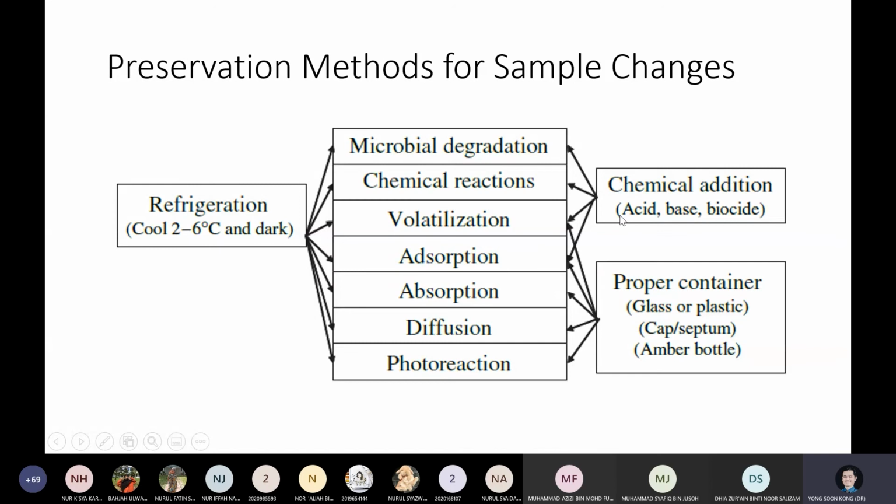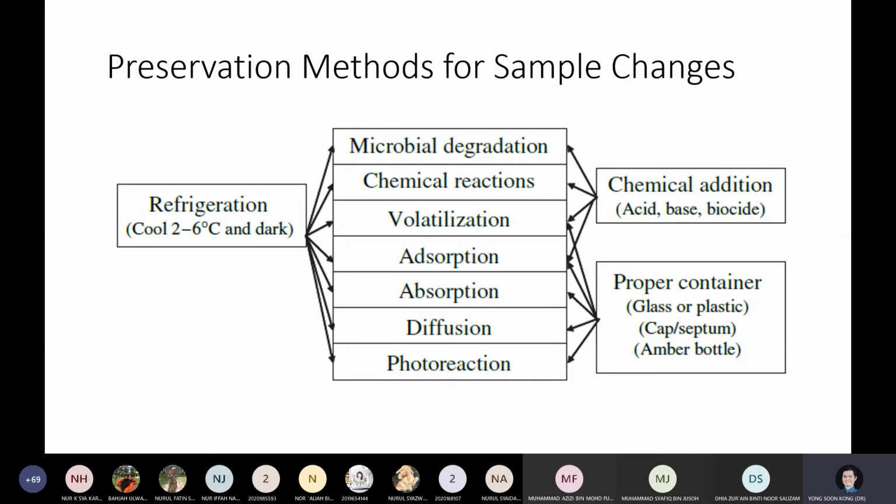Now this preservative can be so many things. They could be acid, could be base, could be biocide. Now acid, for your information, is mostly used as the preservative for heavy metals. So if your analysis is involving analyzing heavy metals, the preservative will be acid. To be exact, nitric acid. It's always nitric acid.